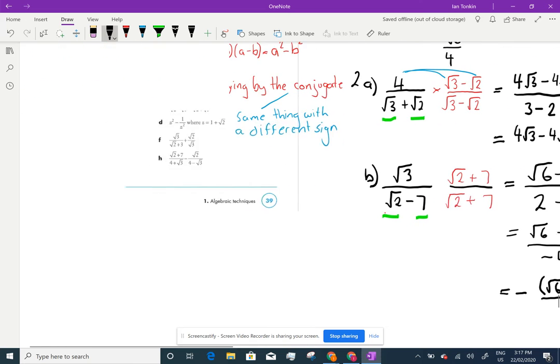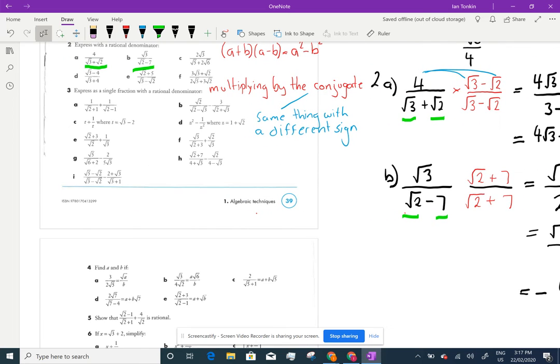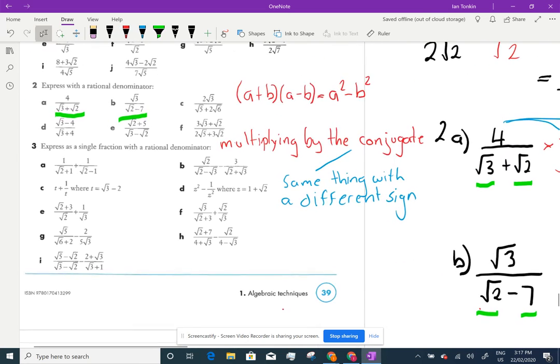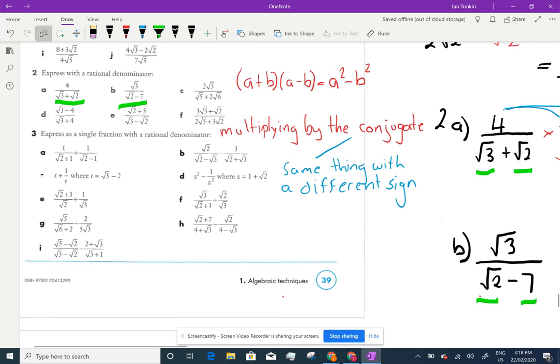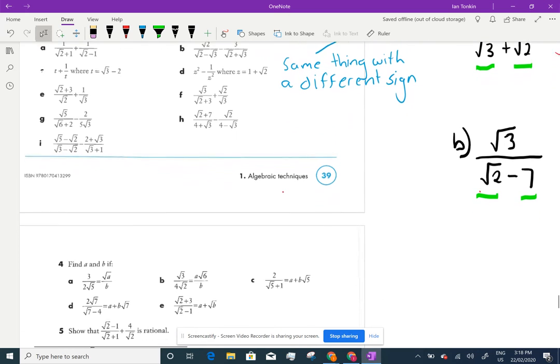Okay, so you need to do those questions in 2. They're just rationalising. When you get to question 3, you've got to do some rationalising before you do your adding or subtracting. So I'm going to do A and E, and you can have a crack at the other ones. They're hard and they'll take you a bit of time.